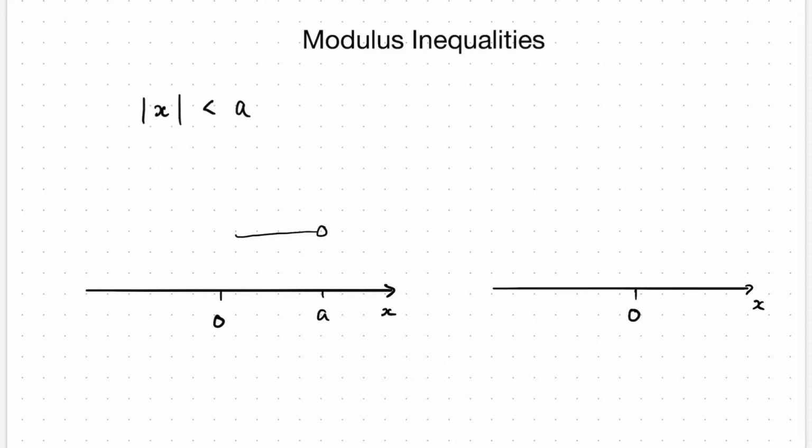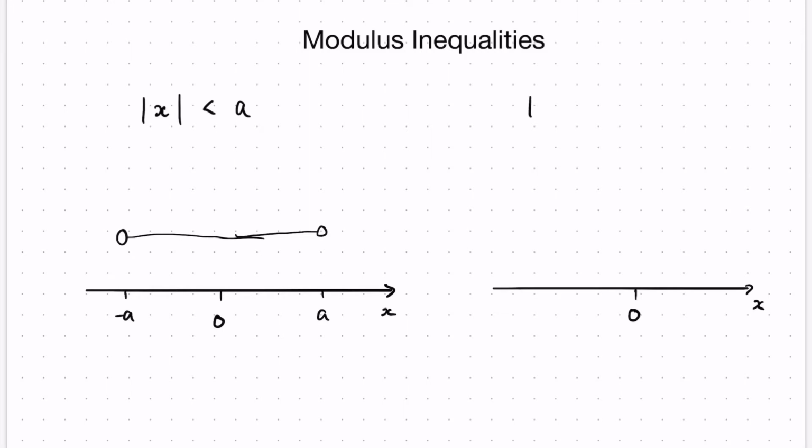However, because this is a modulus function, it's not going to go on forever, because on my negative side, if I have a negative value which is greater than an a value, that would not satisfy this inequality. So this will only go to minus a. All the values that will satisfy this inequality for x are between positive a and negative a.